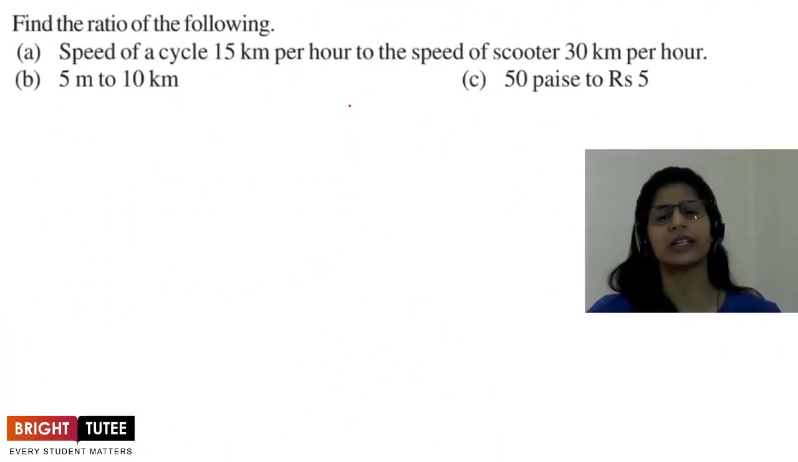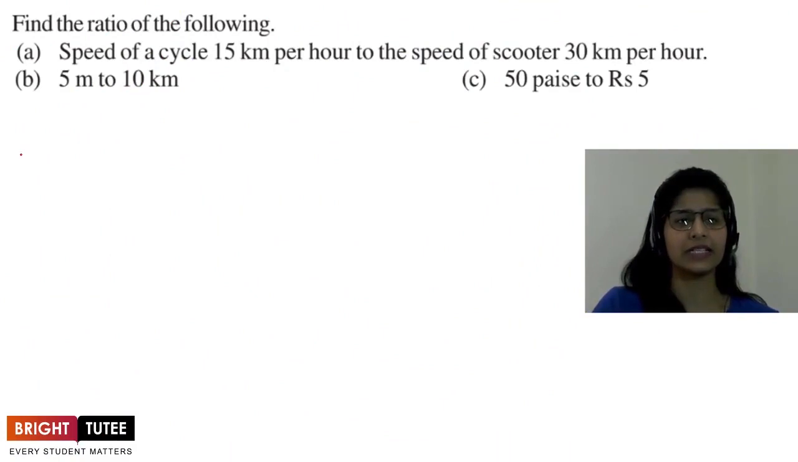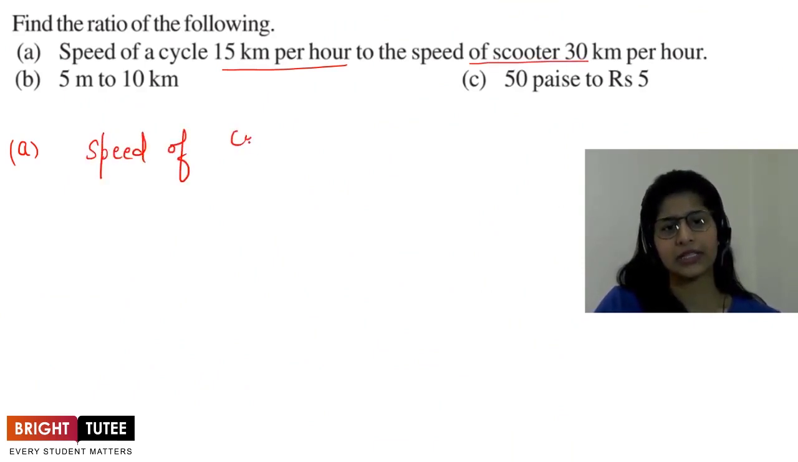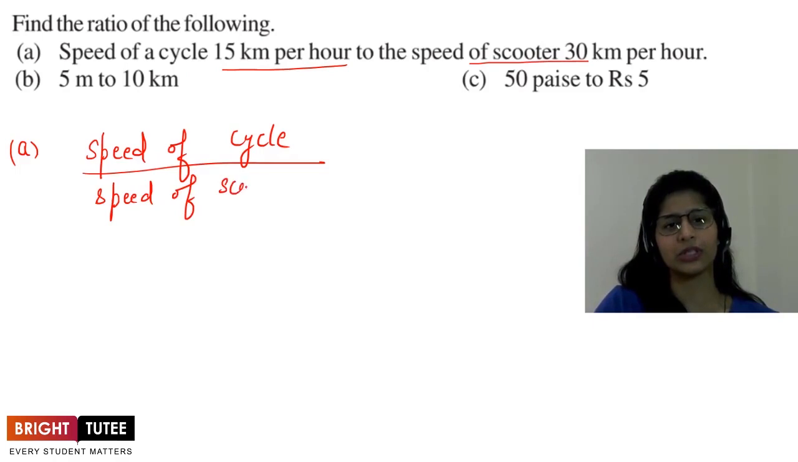Here is one question. They're asking to find the ratio of the following. The first is part A: the speed of a cycle, 15 km per hour, to the speed of a scooter. So you will write speed of cycle to speed of scooter. Do you see the units are the same? Yes, kilometer per hour, kilometer per hour.